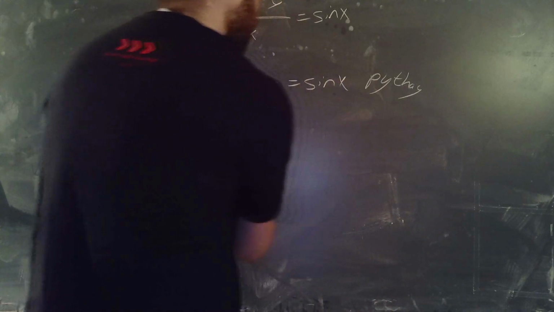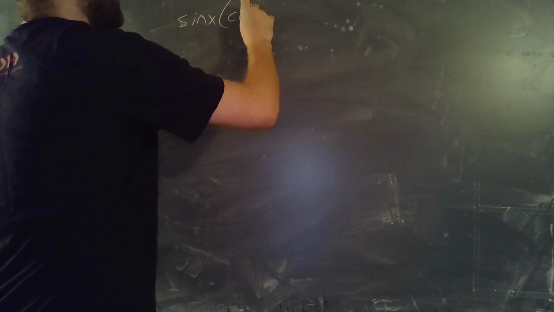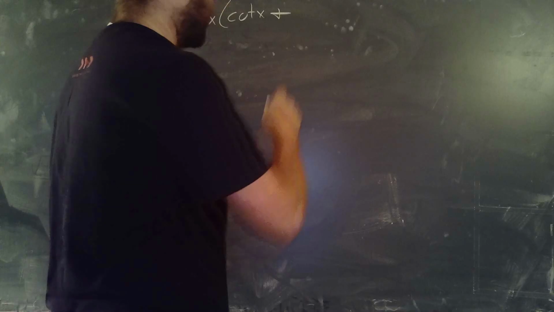So let's do another one, slightly more complicated. Okay, so we're going to work with this one. We have sine of x distributed through cotangent of x plus cosine of x tangent of x.